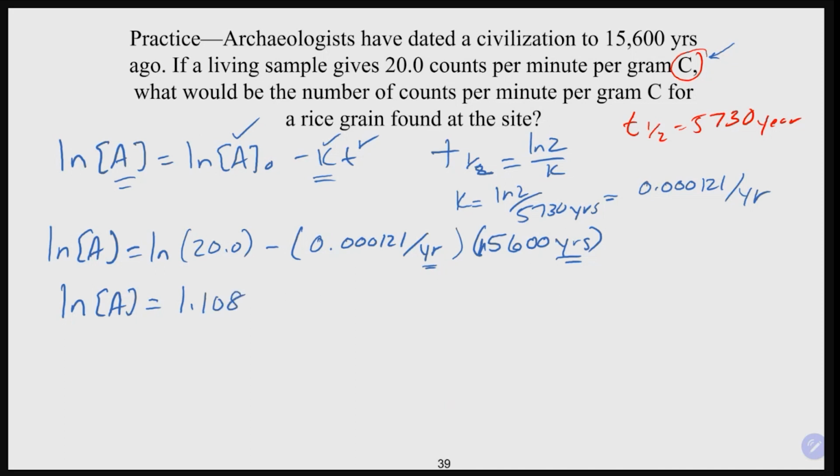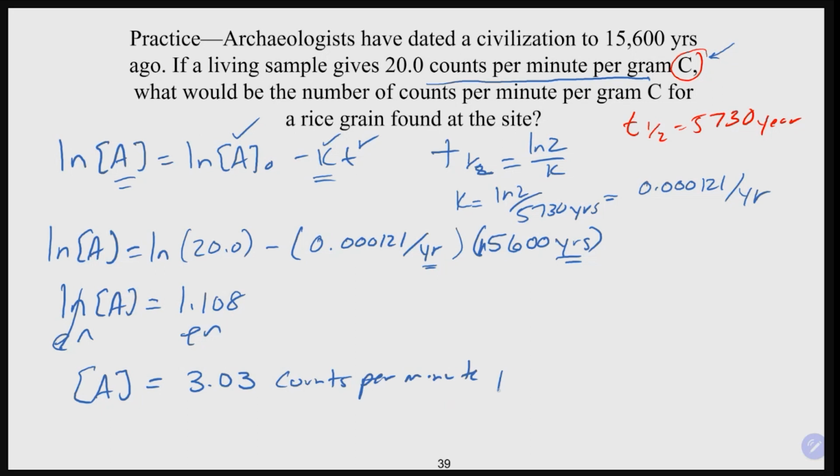That gives us the natural log of A is equal to 1.108-ish. We're going to get rid of the natural log on both sides once again by taking e to the power of both sides. That means that we will end up with, and I'm not going to use the rounded number here, I'm just going to use what's on my calculator, approximately 3.03. The units here will match the initial units, so these would be counts per minute per gram of carbon.